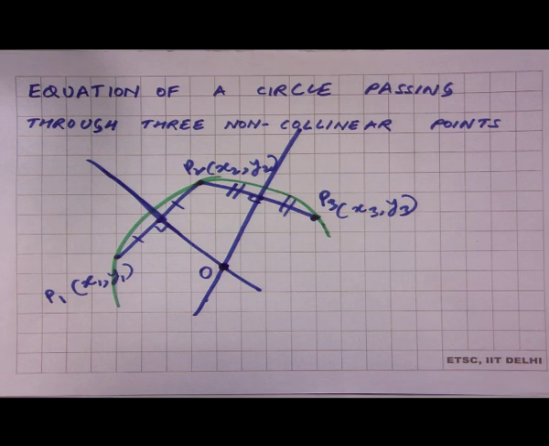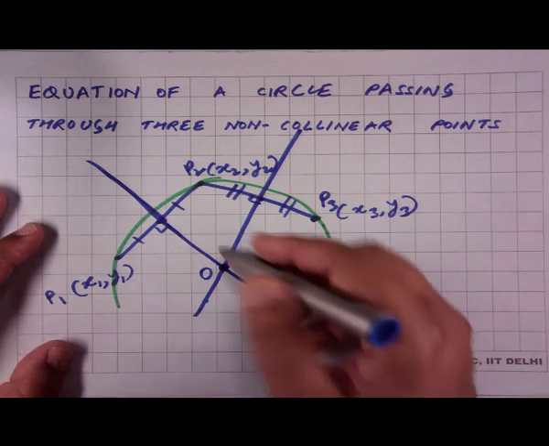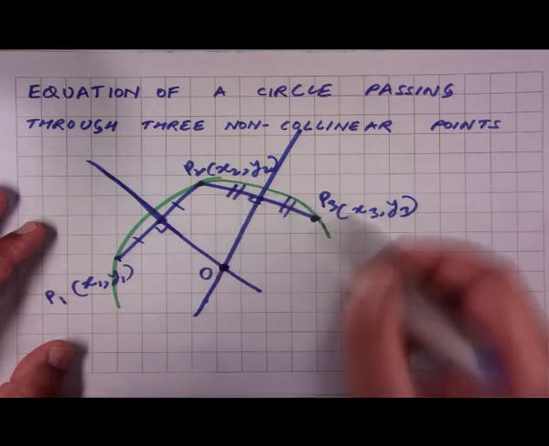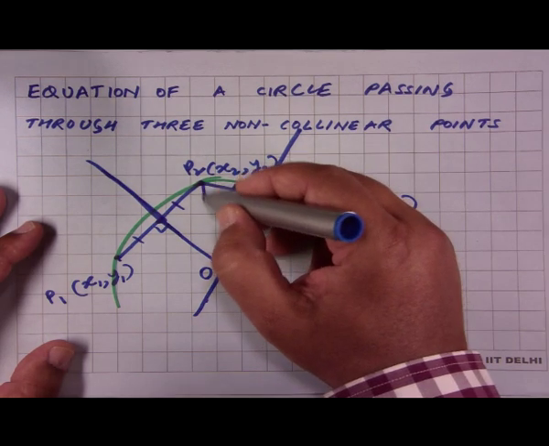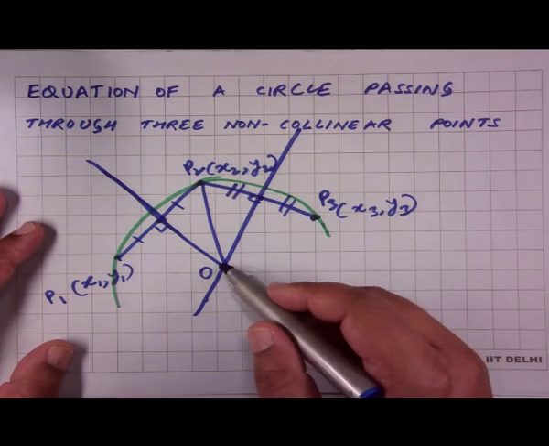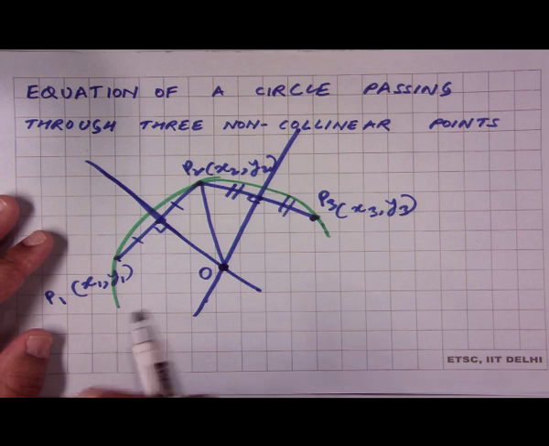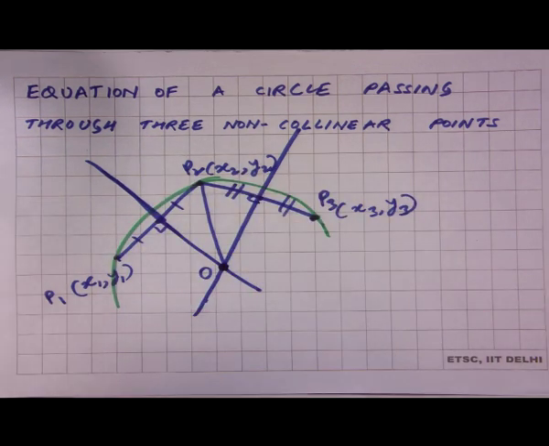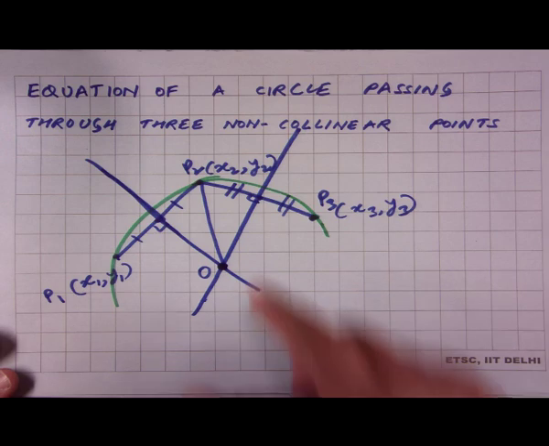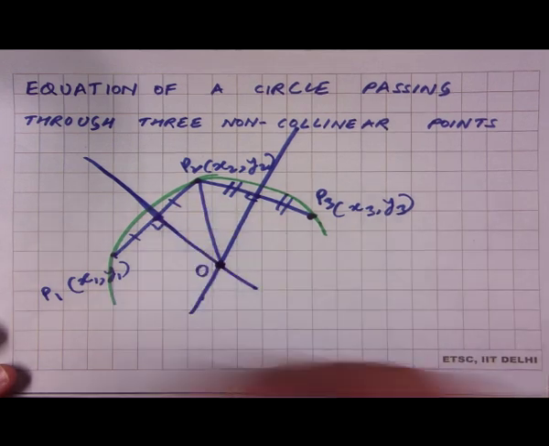And then of course, the point of intersection of both these perpendicular bisectors is going to be the center of the circle. Once we find the center, finding the radius is very easy. We can just measure the distance between this center and any of these 3 points. So, OP1 will be equal to OP2, will be equal to OP3, and all of them will be equal to the radius of this circle. And once we know the coordinates of the center and the radius of the circle, we can write the equation of the circle.